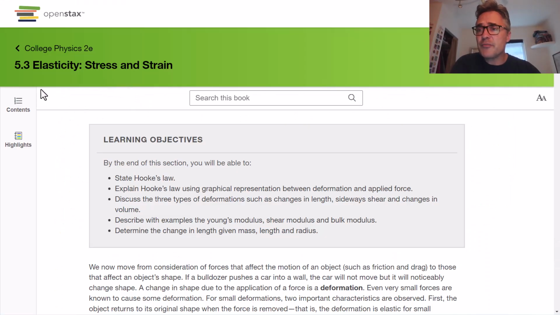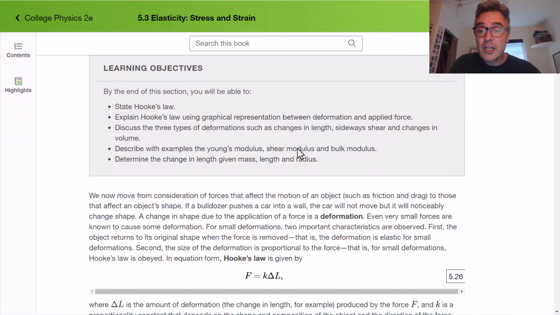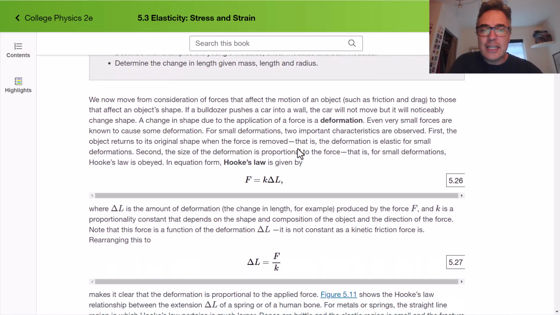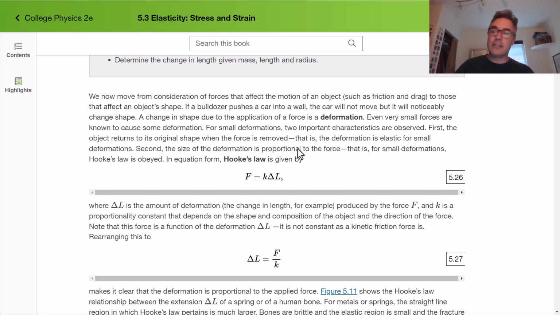This section, 5.3, is about elasticity, stress and strain. So this is about another force, which I call the elastic force, okay? And it is due to these little deformations.